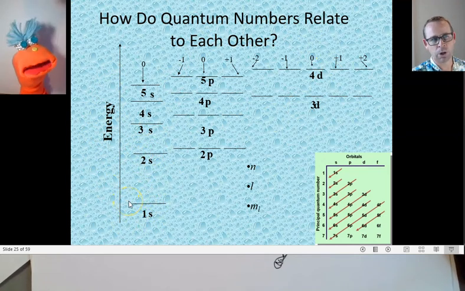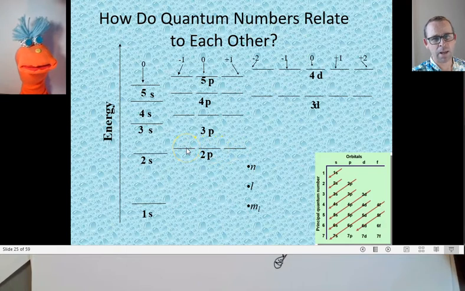Can you see that? Yeah, I can see that. 2p is higher in energy than 2s. Can you see that? Yeah. But the orbitals within a 2p subshell are all the same energy, or degenerate, which is another way of saying they all have the same energy.